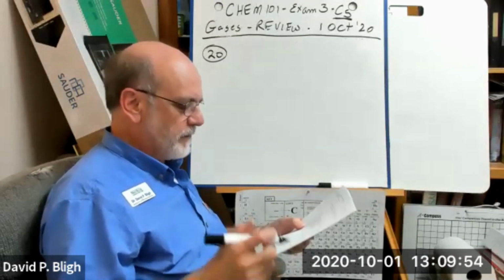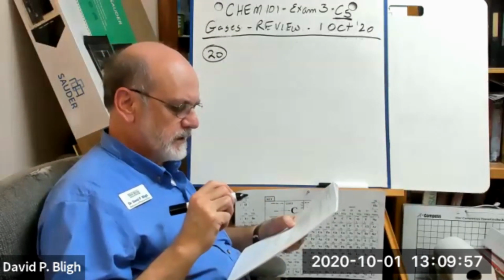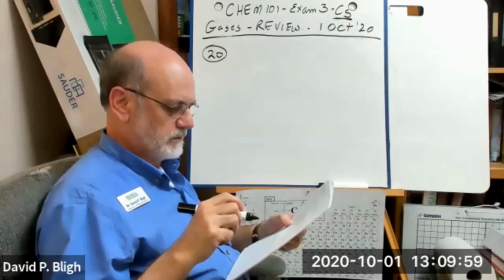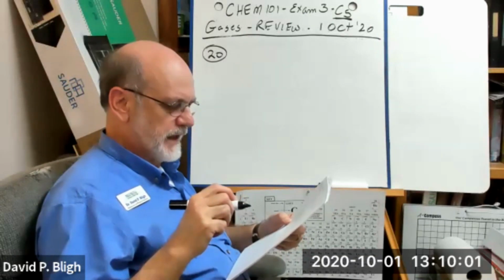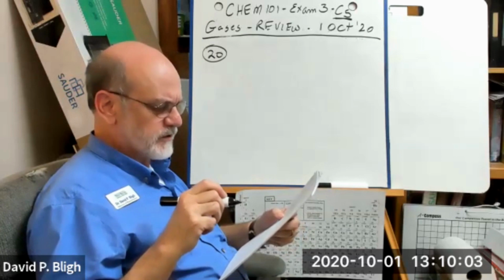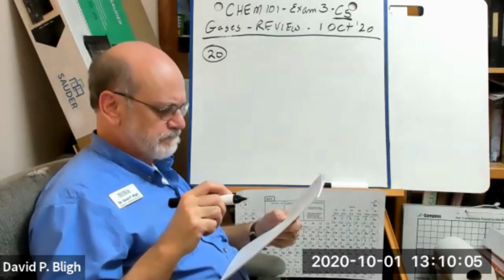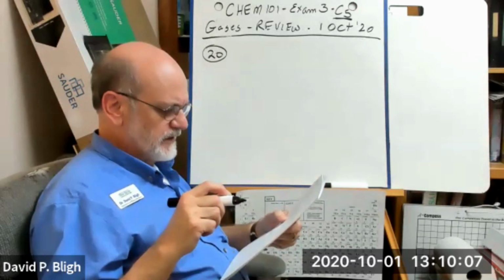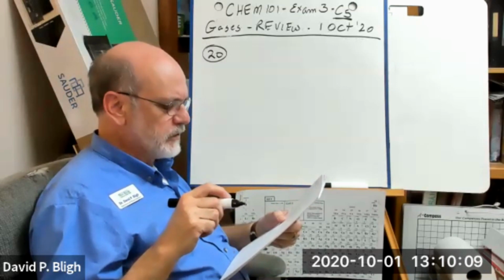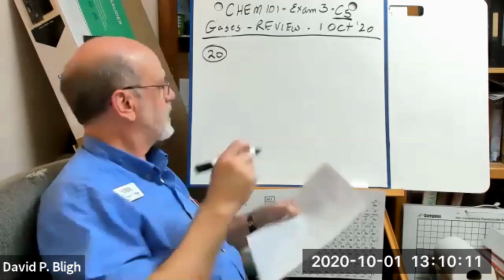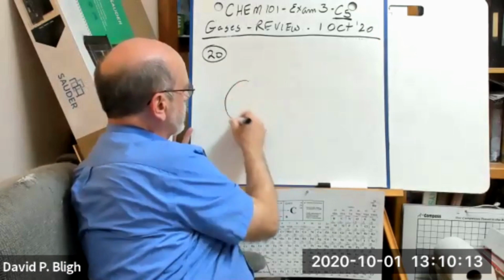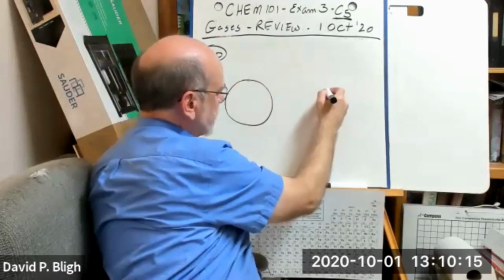So let's read the problem. You're holding 2 balloons, an orange balloon and a blue balloon. Before I draw the picture, let's look at what's the size. The orange balloon is twice the volume of the blue. Okay, so the orange balloon, put it over here, is twice the size of the blue balloon.